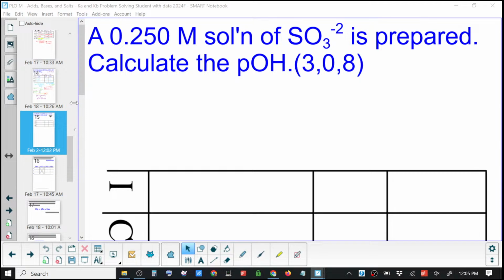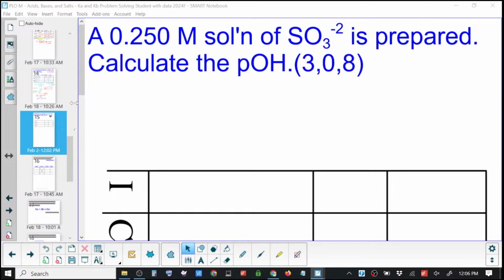Why does your equation start with HSO3? You did the same thing a little bit. What you prepare is always your starting material, because you always talk about what you brought off the shelf. So you went and got some sodium sulfite. You made it up to 0.25 molar.